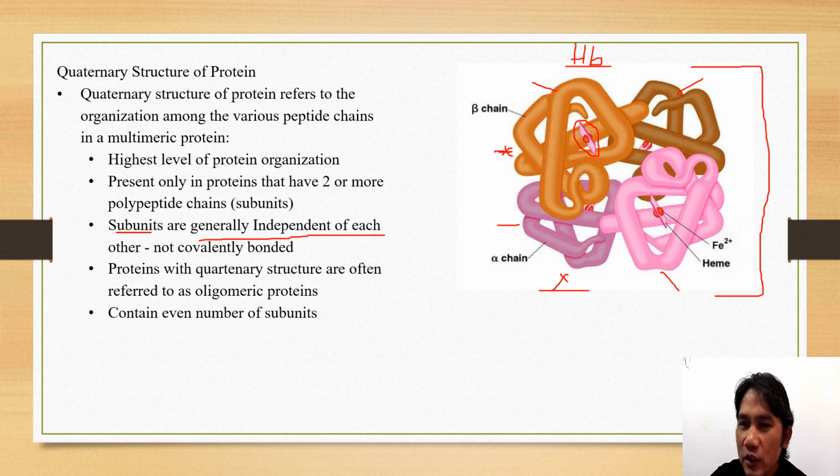Remember that proteins are also classified based on their components. Could be simple or conjugated. This is a conjugated protein because there is a non-amino acid component. This region here is the heme group. Let me just write here, heme. In the heme group, that's where the oxygen binds. So these are the four levels of protein structure: the primary, secondary, tertiary, and quaternary.